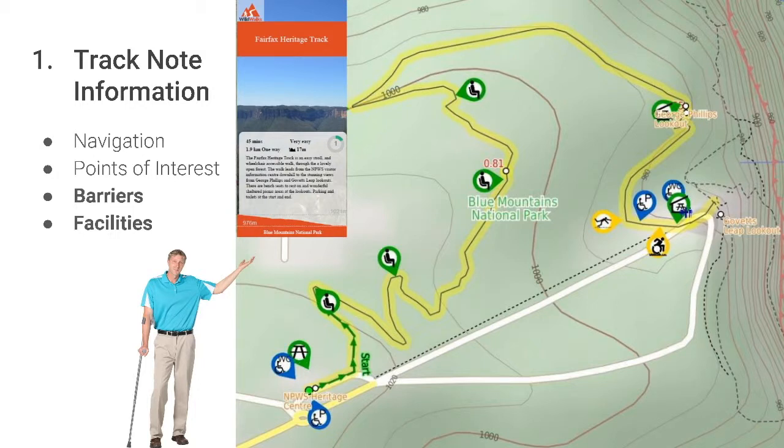He looks at this information, and the fact that it's a class one track is meaningless to him because he's not using a wheelchair. He's going to walk this. And so the fact that it's smooth and flat is not greatly relevant to him. What he's interested in is, can he sit down and rest along this track? And if so, where? And can he stand back up again? You know, these are the sort of questions Bob needs to answer.